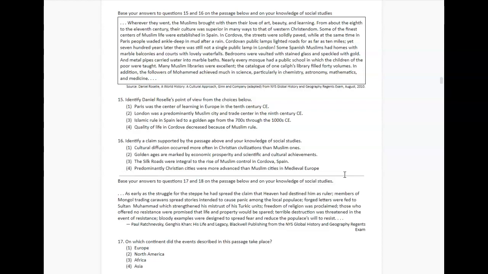And number 16, identify a claim supported by the passage above and your knowledge of social studies. 1. Cultural diffusion occurred more often in Christian civilizations than in Muslim ones. 2. Golden ages are marked by economic prosperity and scientific and cultural achievements. 3. The Silk Roads were integral to the rise of Muslim control in Cordova, Spain. Or 4. Predominantly Christian cities were more advanced than Muslim cities in medieval Europe. What can be defended by this claim?